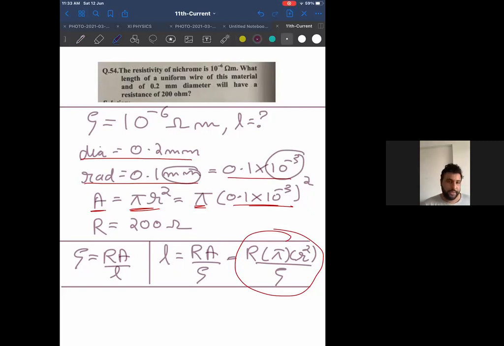So this is for everyone. If it is 1 centimeter, I told last time also, you have to substitute as 10 power minus 2 meter. And if it is 1 millimeter, I have to substitute as 10 power minus 3 meters. If you don't know, please make a note. This is how you have to simplify. 1 centimeter is 10 power minus 2 meter and 1 millimeter is 10 power minus 3 meter.